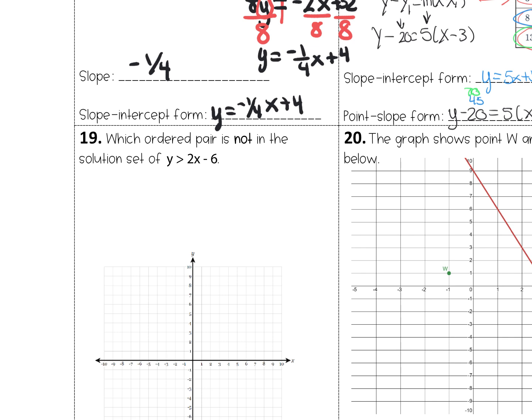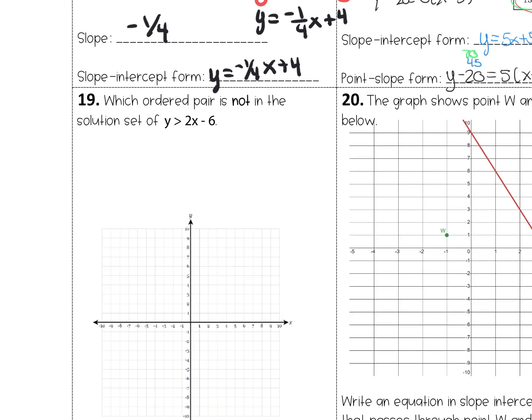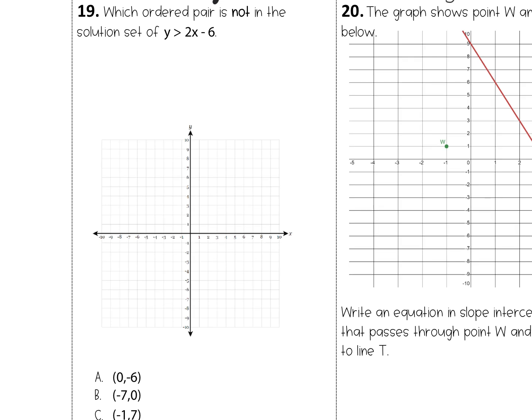For 19, just like lots of the problems, you have options. You can graph this equation. So let's start there. This right here is my y-intercept, negative 6. This is 2 over 1, which is my slope, my rise over my run. So from here I go up 2 over 1, up 2 over 1, up 2 over 1.